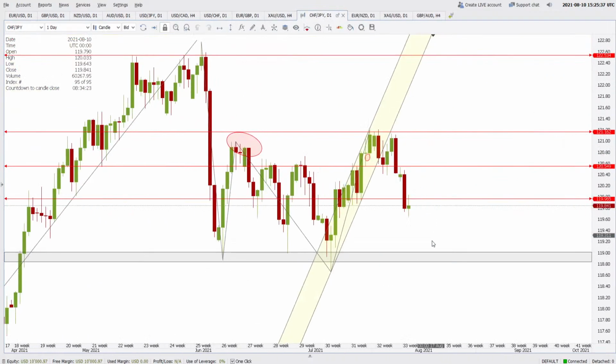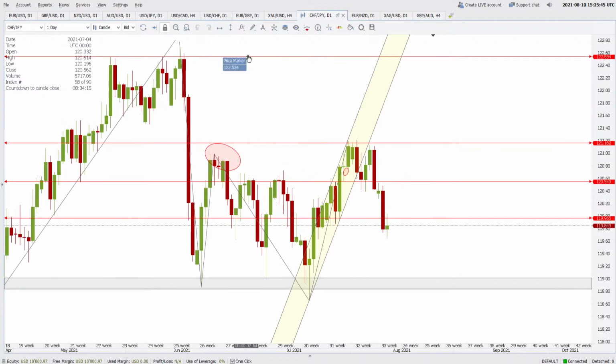CHF JPY moving in the direction, has closed below this 119.96. Now this level was a support, now it is acting as a resistance. So where is the price heading, my friends? Easy to say. The price is heading here. From here it may go up, it may go down. If it goes down, look for such opportunity, and if the price goes up, look for this opportunity like this.